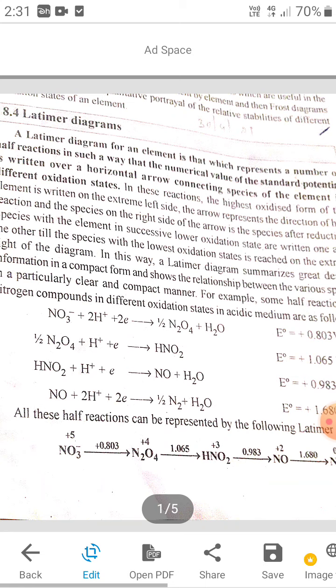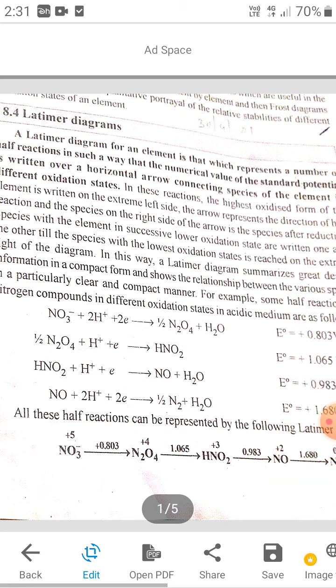We are discussing Latimer diagrams. A Latimer diagram for an element is one which represents a number of half reactions in such a way that the numerical value of the standard potential is written over a horizontal arrow connecting species of the element in different oxidation states.